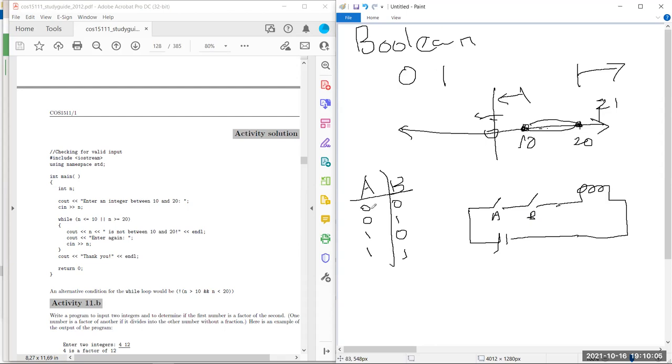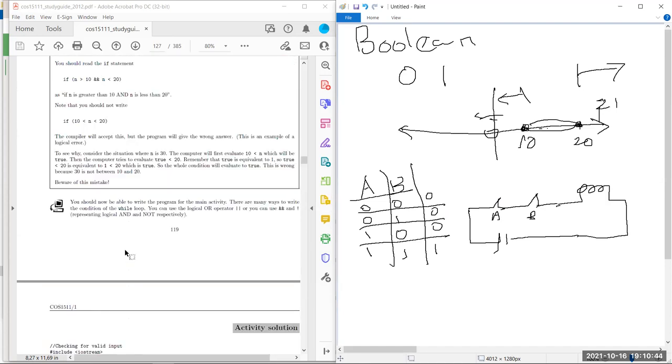If A is 0 and B is 0, that means both the switches are off. That means the light will stay off. If A is 0 and B is 1, that means B is on, the light will still be off. So that's what I mean by an output statement over here. The light will only come on when both are on. So that's the AND operation. This is the OR operation.